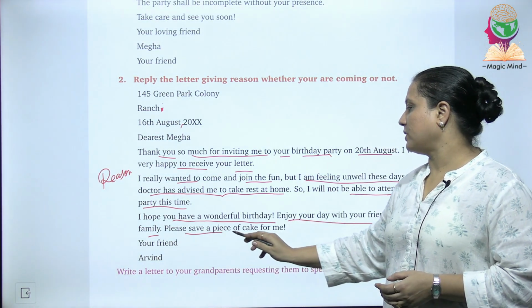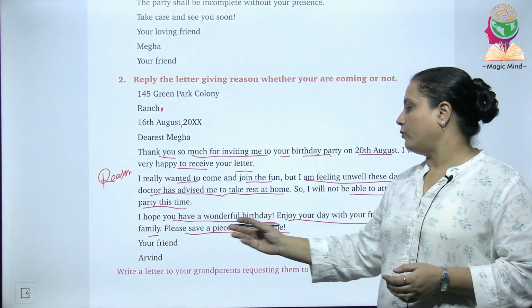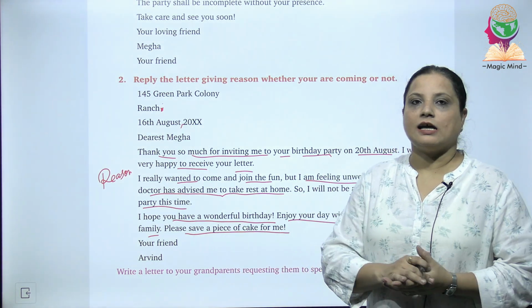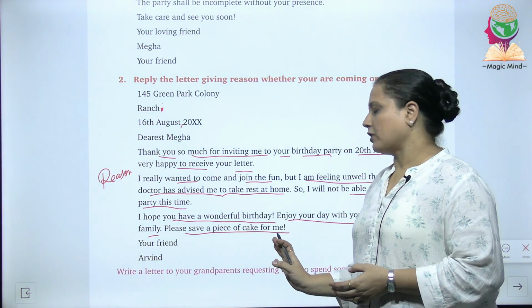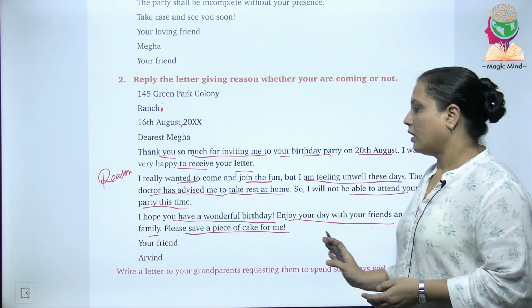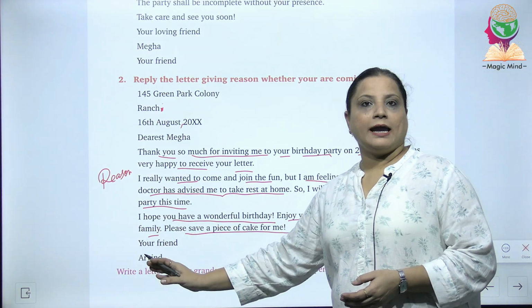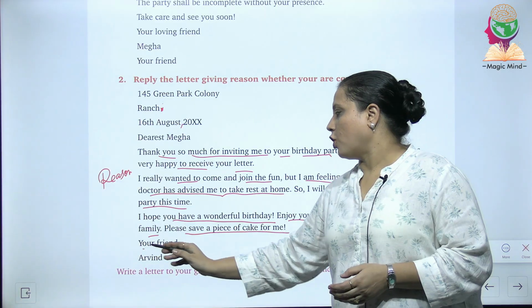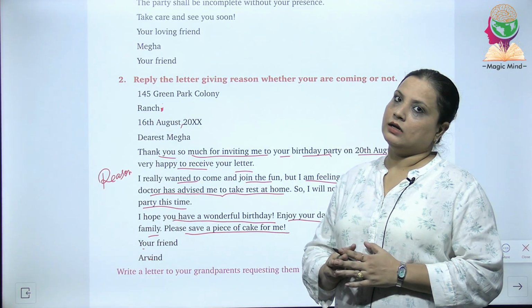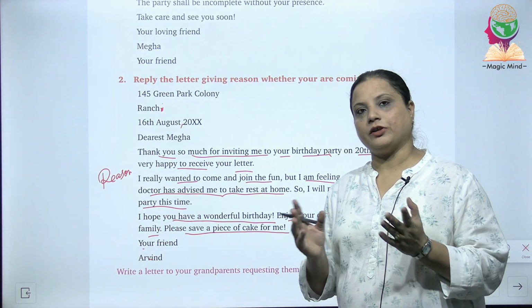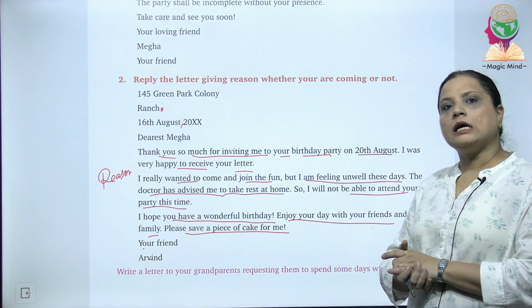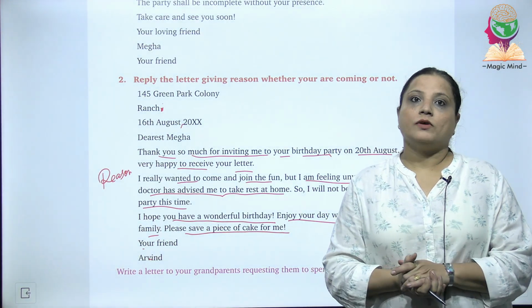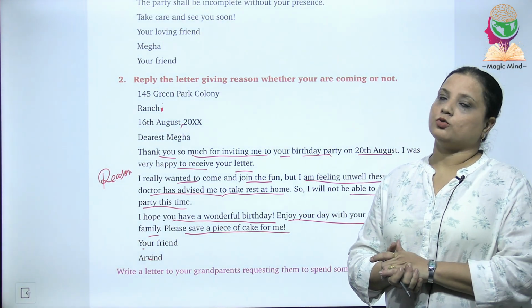Then, please save a piece of cake for me. Obviously, this is just a line spoken for fun. Please save a piece of cake for me. Then we'll end this letter with, Your friend Arvind, and the letter hence gets finished. So this is how we will respond to the other friend about whether we are coming or not to attend the party.